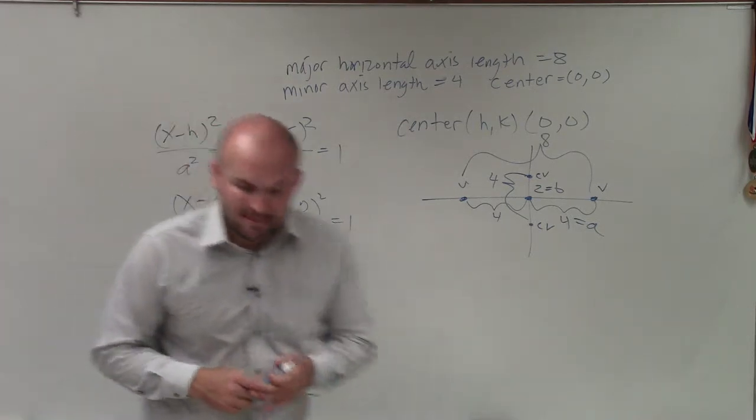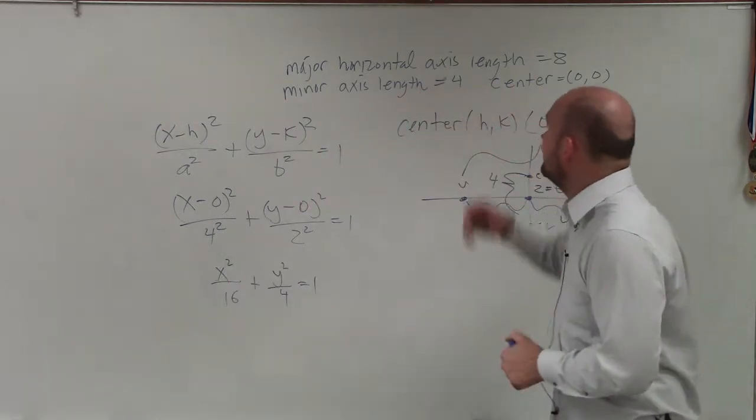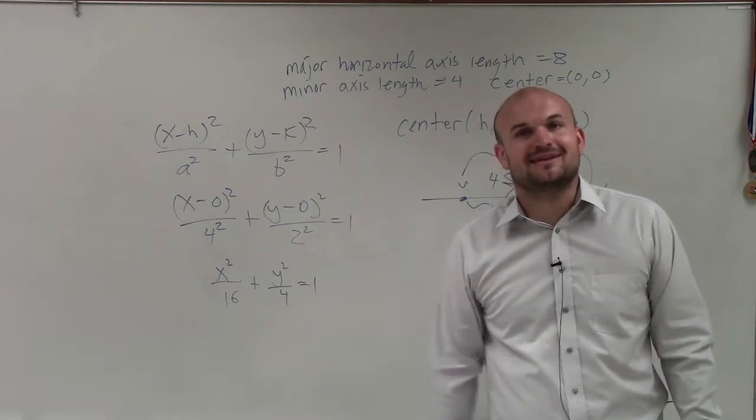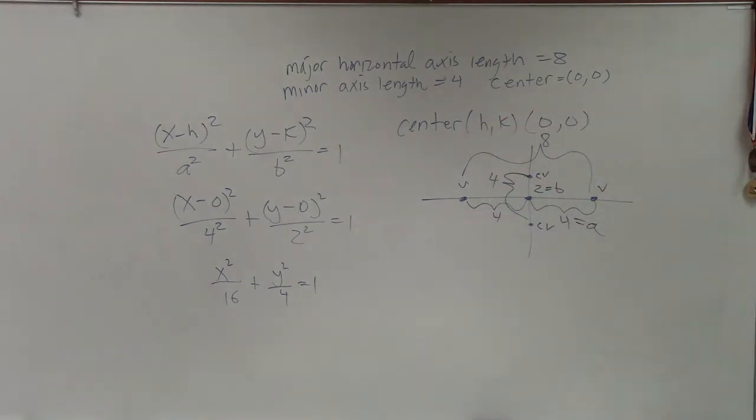So there you go, ladies and gentlemen. That is how you write the equation of an ellipse given your major axis length and minor axis length, and a center at 0, 0.